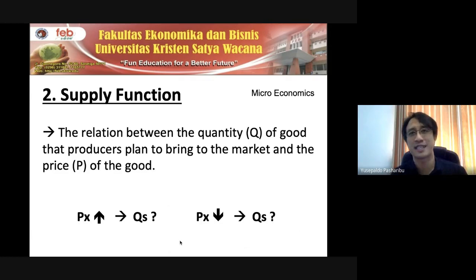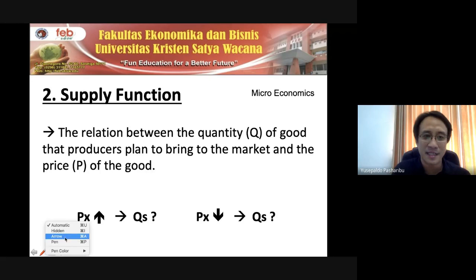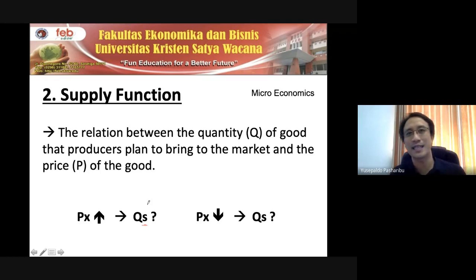That's the first function. Now we are going to the second function, the supply function. We also want to discuss it from two variable perspectives, that are price and quantity. But in this case, the quantity is not quantity demanded, but the quantity supplied. That's why some references write QS, quantity supply.